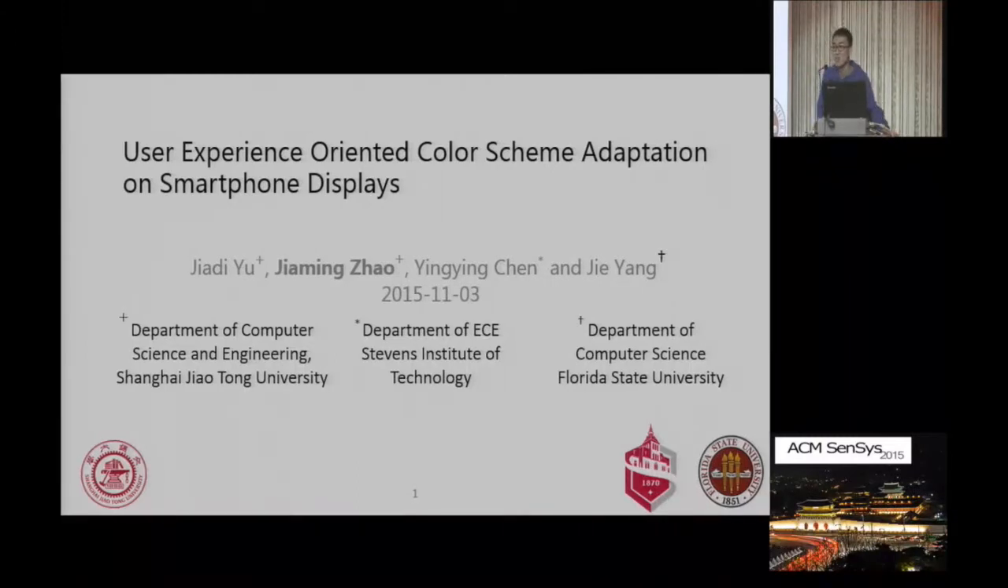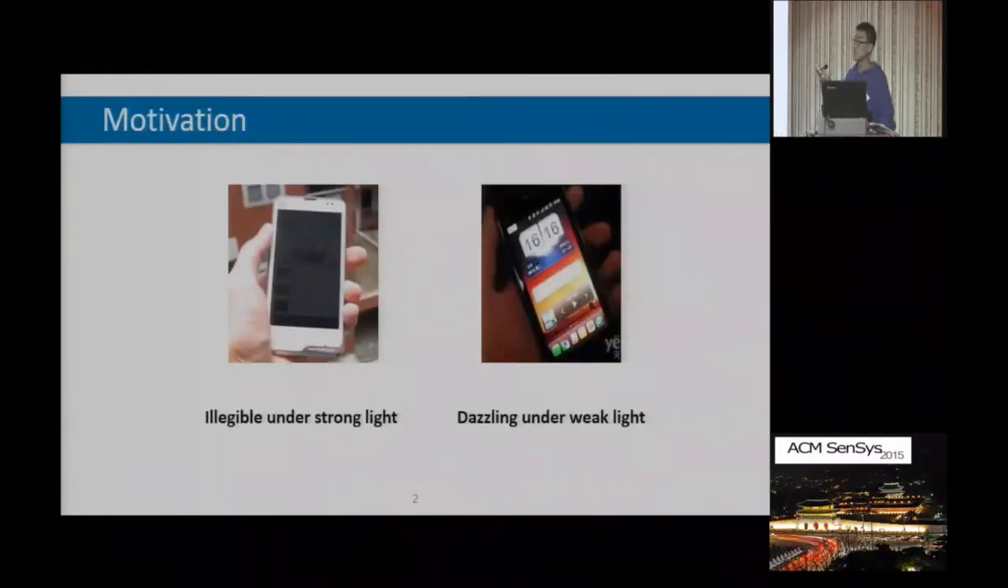It's my honor to be here to introduce my latest research, user experience-oriented color scheme adaptation on smartphone displays. As the title suggests, our work is mainly focused on smartphone displays under different lighting conditions. The whole idea comes from our daily life. As the picture shows, words and pictures are hard to recognize under a strong light, such as sunlight.